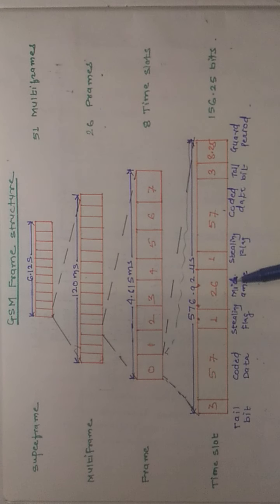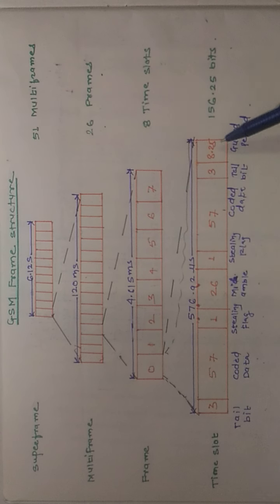After that, there is a 26-bit midamble. Only one 26-bit midamble is used, which is used in channel estimation, synchronization, maintaining, and all the related information about the base station, as well as all the synchronization points related to the time slot. Then, last, there is a guard period.